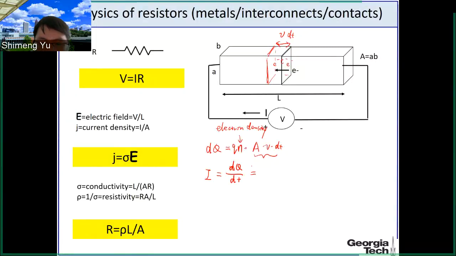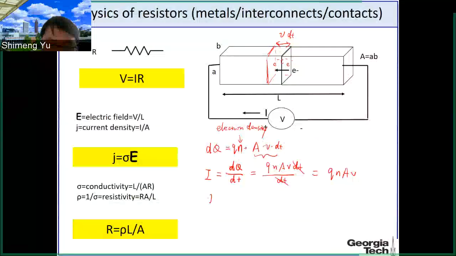Okay, so then you will get qNAV dt divided by dt. So this dt will cancel each other. So you will get qNAV. And then the current density is I divided by A, as we see here. So if you move that A to the other side, what is left is only qNV.